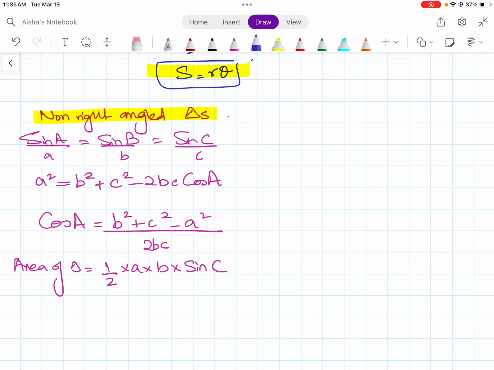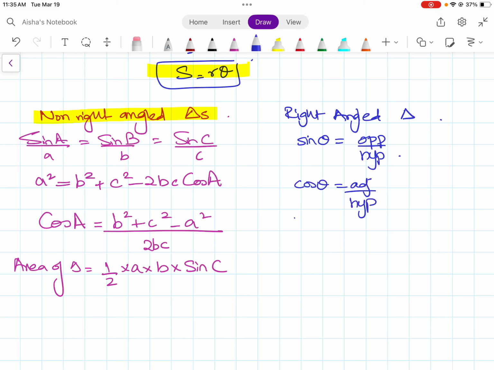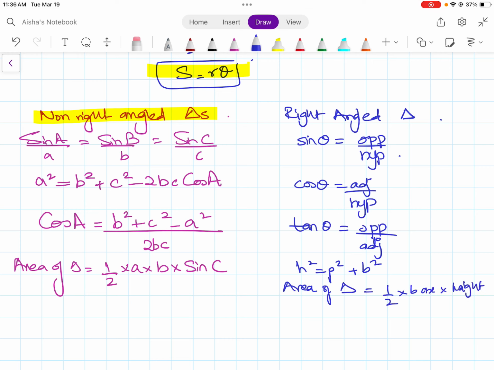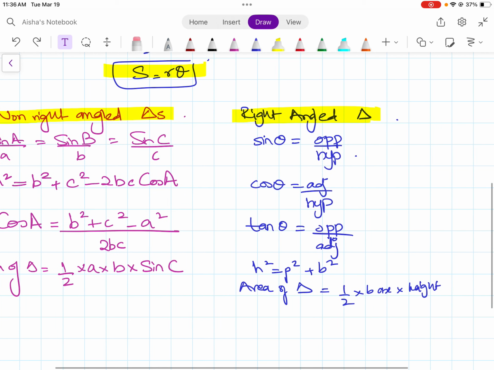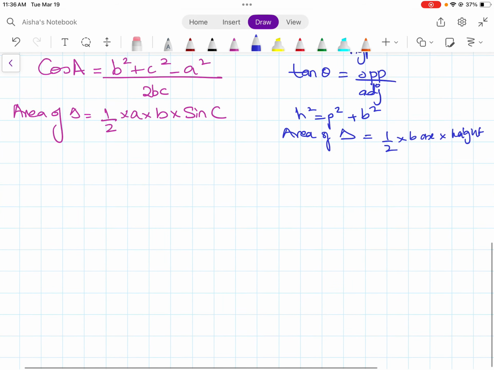For a right angle triangle, sine theta is equal to opposite upon hypotenuse. Pythagoras theorem is important. And the area of a triangle is always equal to half into base into height. So these are the concepts of right angle triangles. Now let's use these concepts to solve the questions.